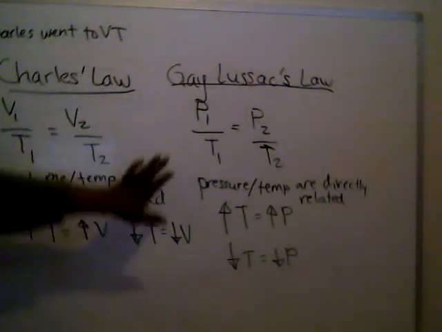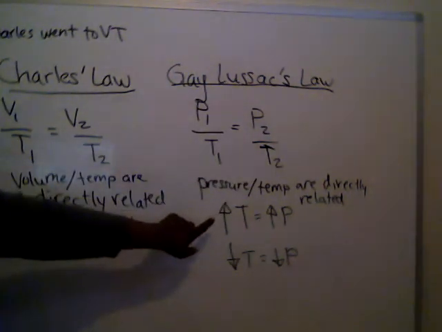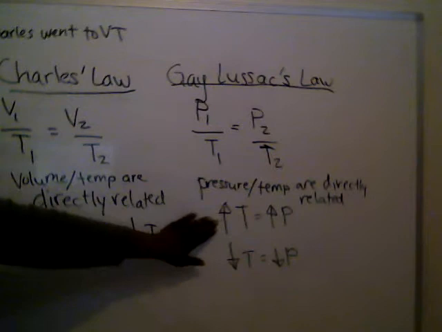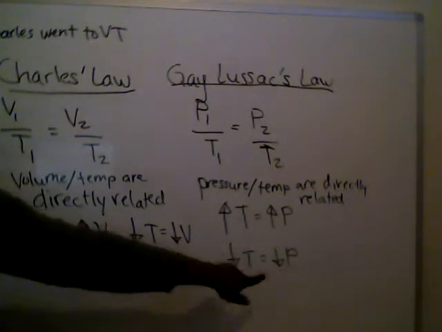Okay, so we were saying for Gay-Lussac, P1 over T1 equals P2 over T2. Pressure and temperature are directly related. And so if we were to increase the temperature, the pressure would also increase. If we decrease the temperature, the pressure would also decrease.